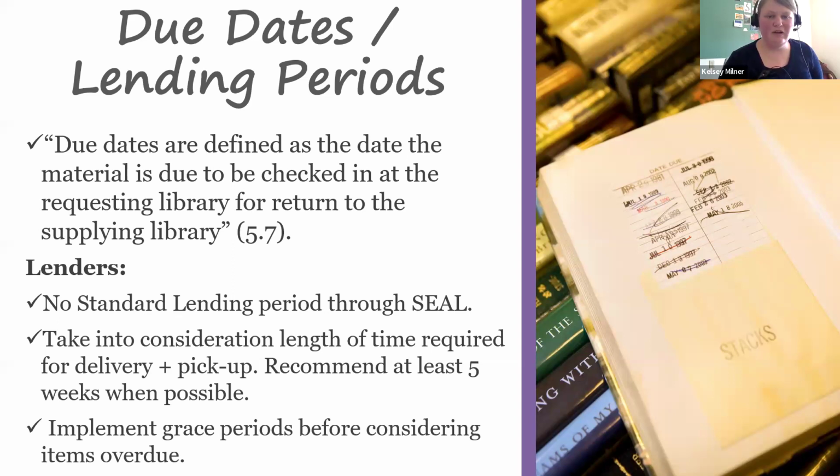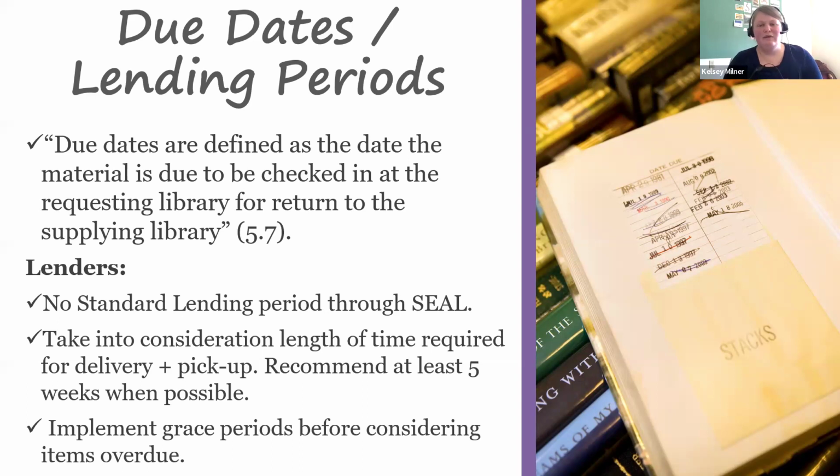Okay, so I'm going to move on to due dates and lending periods. So on the borrowing side of things, I wanted to start with this one quote from the code, because this is just something I think people maybe aren't always aware of. Due dates are defined as the date the material is due to be checked in at the requesting library for return to the supplying library. And this is in section 5.7 of the code.